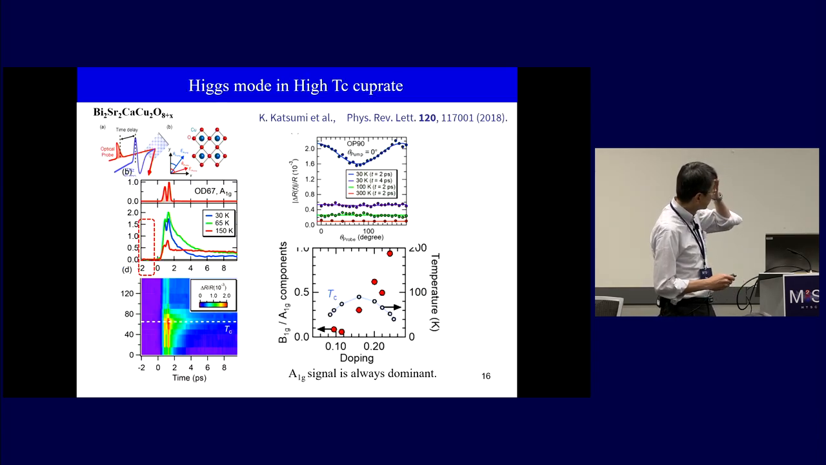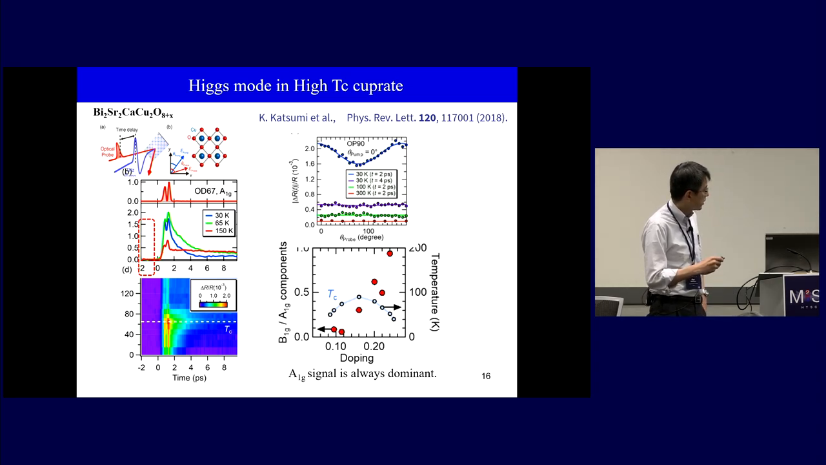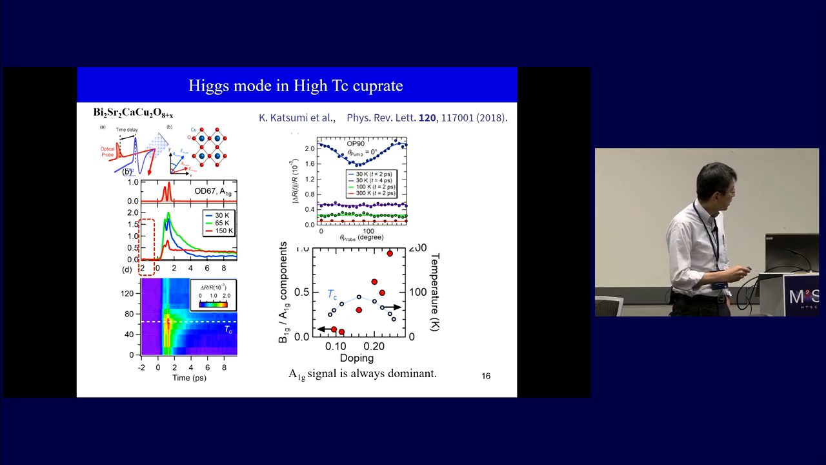This is a case of bismuth 2212. Instead of terahertz pump, terahertz probe, here we adopted terahertz pump and optical probe. Under the terahertz driving, you can see a sort of 2 omega oscillation in the optical probe response. This is similar to the case of niobium nitride with a multi cycle terahertz pulse. Let me skip over the details.